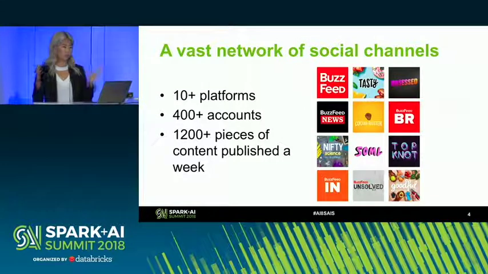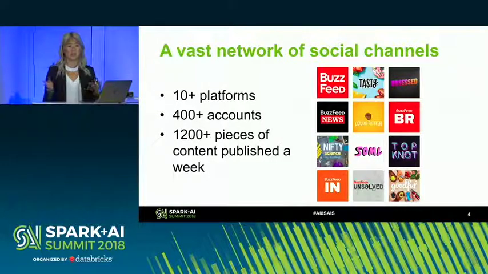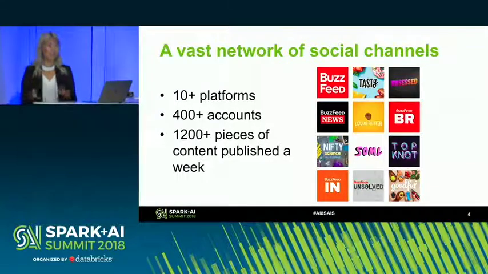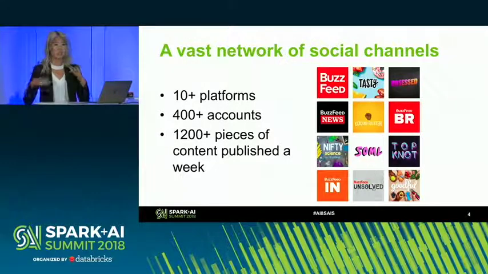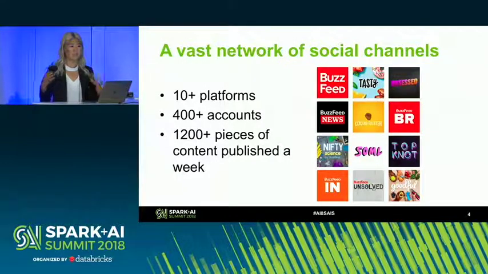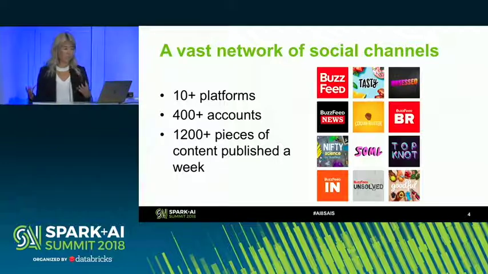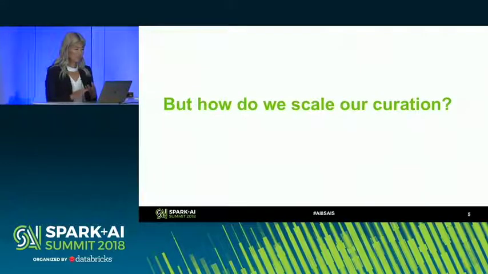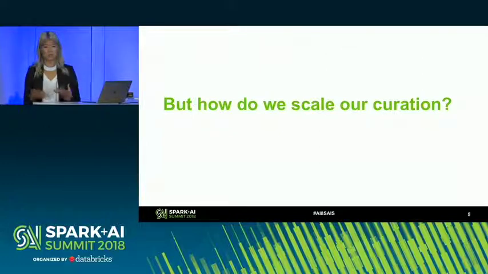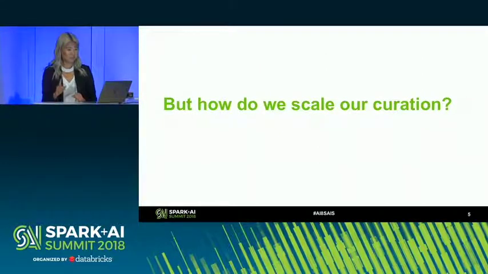And then to make matters more cumbersome, we also have 1,200 plus pieces of content, roughly, published a week. So we have more than 1,000 new pieces of content published a week. And with all of this, our curators have a lot to sift through to decide where each of these posts that are being produced every day should be going. It's really, really burdensome. So how do we scale all this curation as we keep growing? So the answer is AI, spoiler alert.